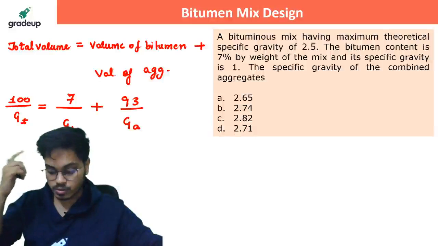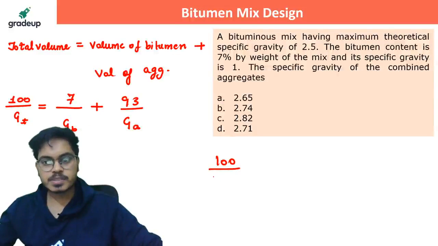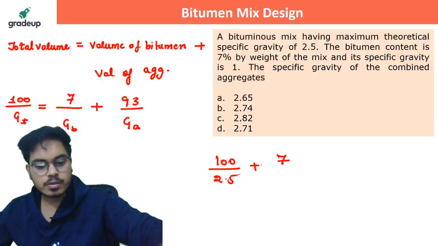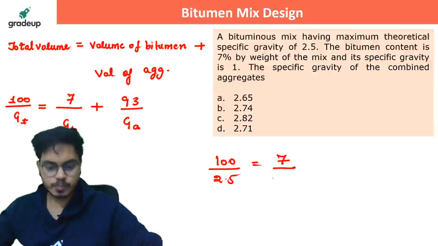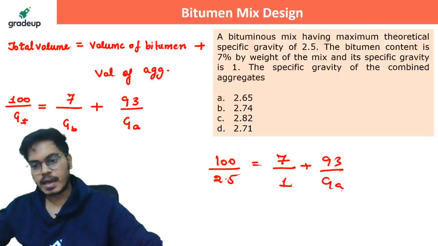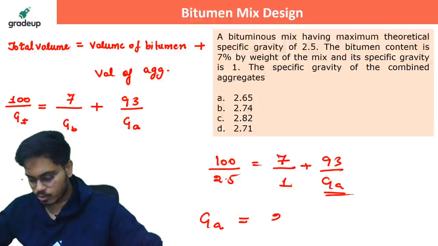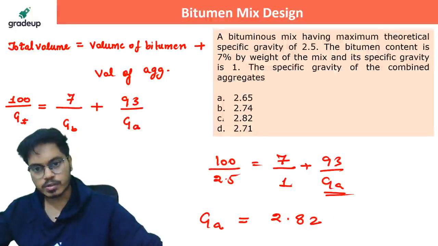So now you can solve this. It has become very simple now. It is 100 by the specific gravity, which is 2.5, equals 7 upon GB, which is 1, plus 93 by GA, and I want this value of GA. So from here the value of GA should be 2.82, I suppose.